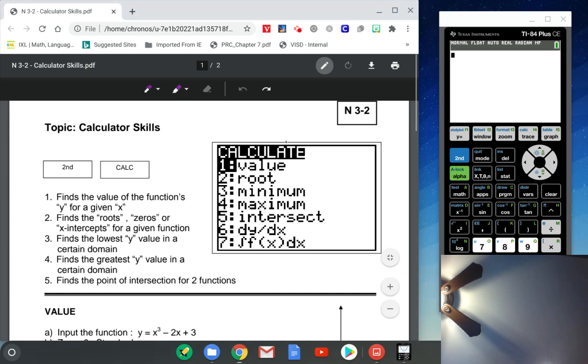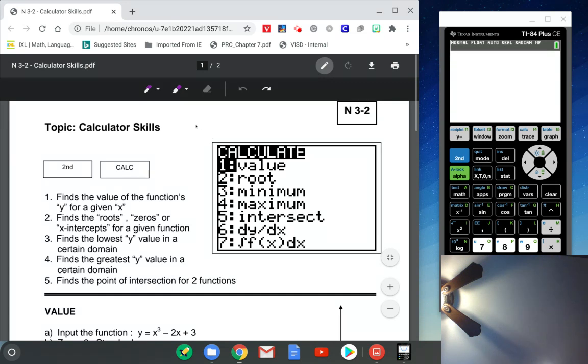All right, so in this lesson, we're going to be talking about calculator skills. On Desmos, all of these things are much easier than what I'm about to show you, but I want to show you these calculator skills on the TI calculator because the TI is what you can use on your SATs and your ACTs, and Desmos isn't allowed. So we need to know how to use these functions on the TI, even though they are a little more complicated. It's not bad, but a little more complicated than Desmos.